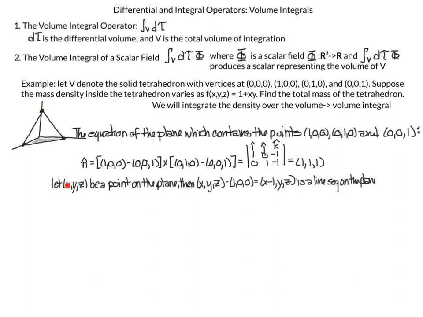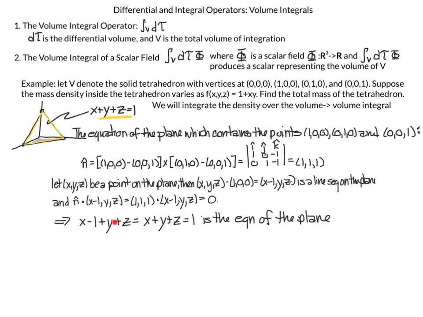The next thing I'm going to do is let (x, y, z) be a point on the plane. Then (x, y, z) minus another point on the plane, and you could choose any of these three points. I chose (1, 0, 0), so I have (x minus 1, y, z). Now this is another line segment on the plane. And because n is normal to the plane, the normal dotted with this line segment, (1, 1, 1) dotted with (x minus 1, y, z), should equal 0. From there, I just do the dot product, do some algebra, and I get x plus y plus z equals 1 as the equation of the plane.